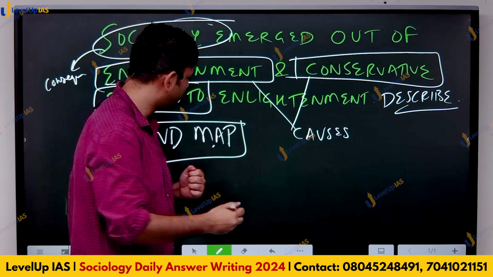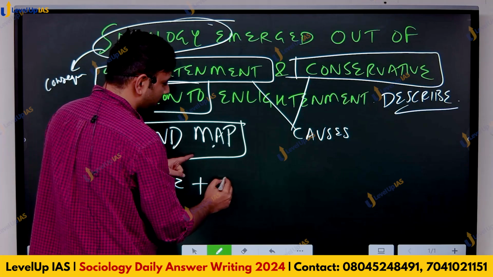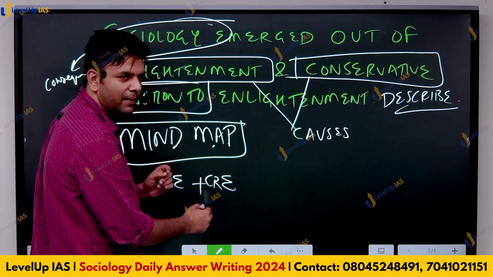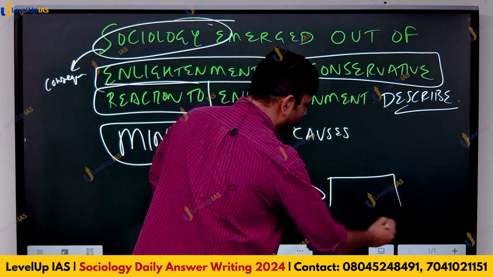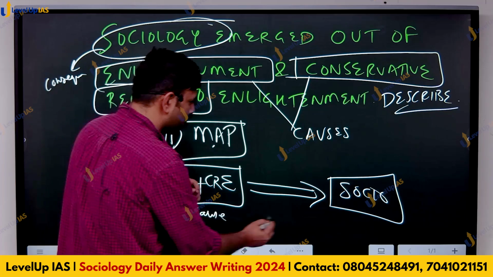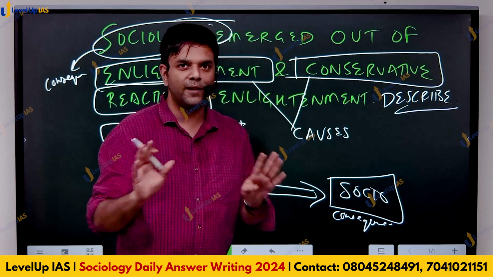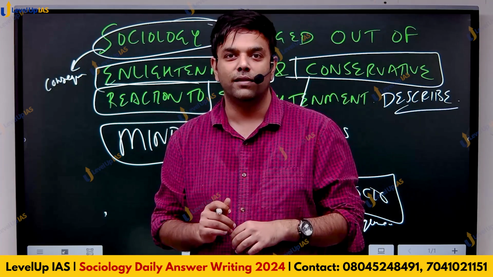Cause comes first. तो माइंड मैप में क्या होगा हमारा? Enlightenment plus conservative reaction to enlightenment. Then we should have sociology, cause, consequence. So this is our mind map. Very basic mind map, but it will actually help us have a good beginning.